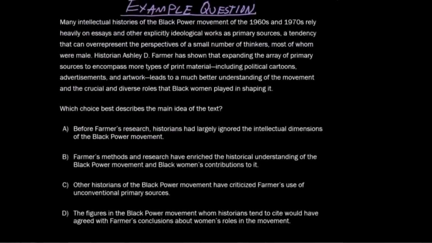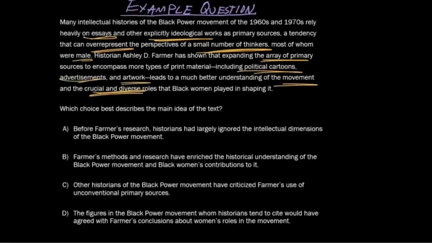Many intellectual histories of the Black Power movement in the 1960s and 70s rely heavily on essays and other explicitly ideological works as primary sources, a tendency that can overrepresent the perspectives of a small number of thinkers, most of whom were male. Historian Ashley D. Farmer has shown that expanding the array of primary sources to encompass more types of print material, like political cartoons, advertisements, and artwork, leads to a much better understanding of the movement and the crucial and diverse roles that Black women played in shaping it. All right, male, woman, we see a little play here. Should note that down for sure.